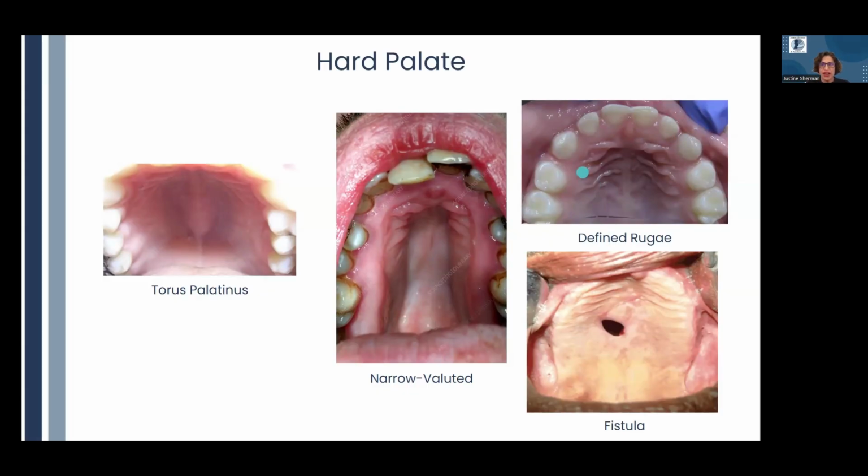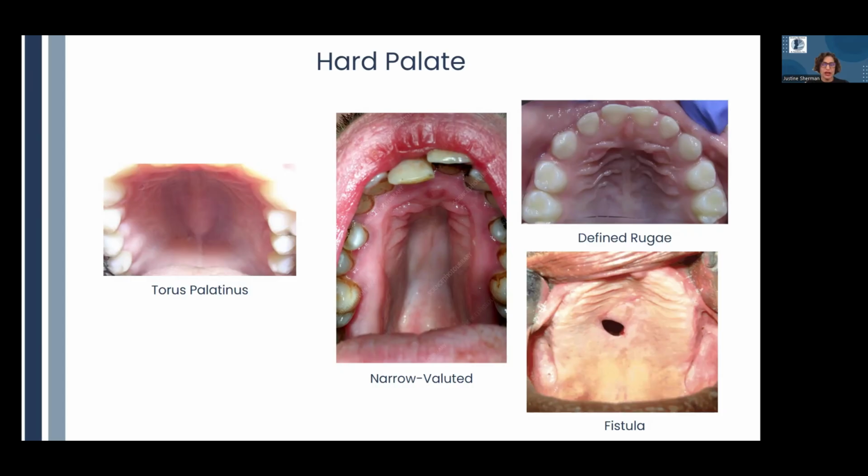We have defined rugae here. Here's a question for you guys. In an adult, what could defined rugae indicate? Is it that their tongue doesn't reach the top of their palate, so it hasn't softened the rugae? Yeah, you could say that. Absolutely. So your tongue's not elevated there.